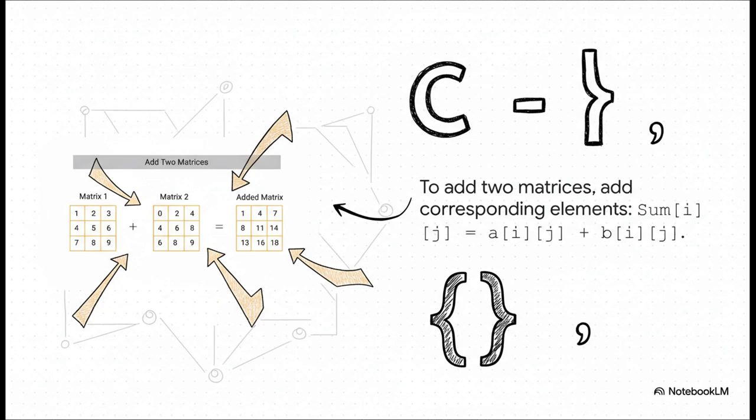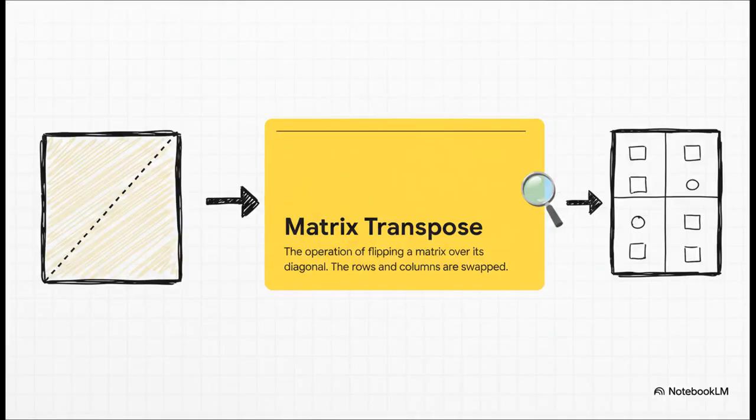And you can see how this is a perfect job for our nested loops, right? We just visit each spot and do the math. Okay, next up we have something a little different.